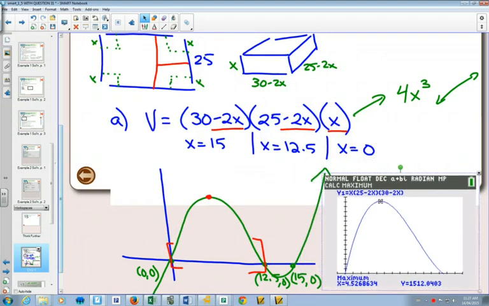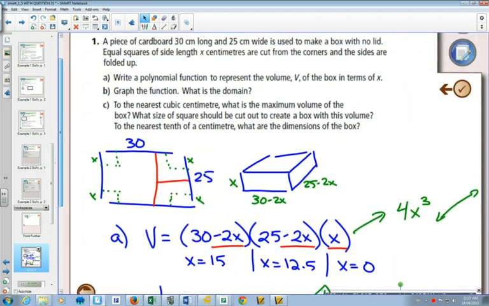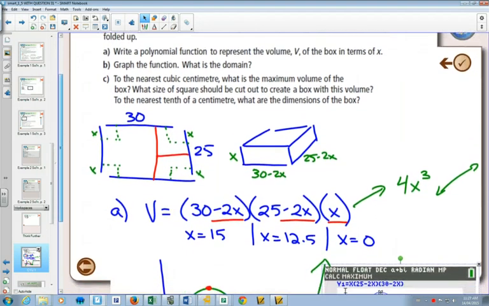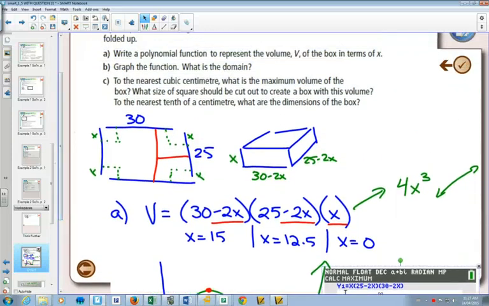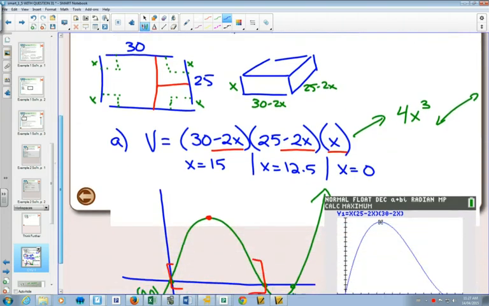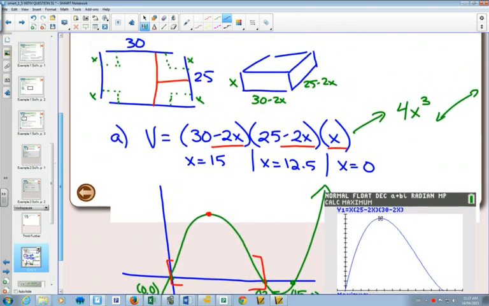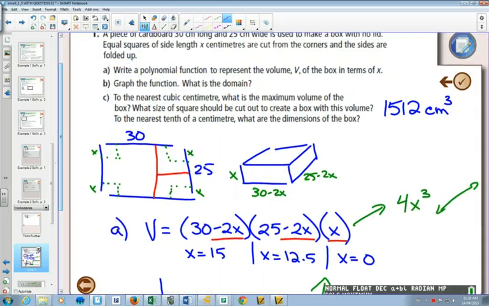So we've done part B, which was graph. To the nearest cubic centimeter, what is the maximum volume of the box? Well, 1512 to the nearest cubic centimeter. Centimeters cubed. What size of square? Well, that was our x value. And looking down here, x is 4.52. So the nearest tenth would be 4.5 centimeters.